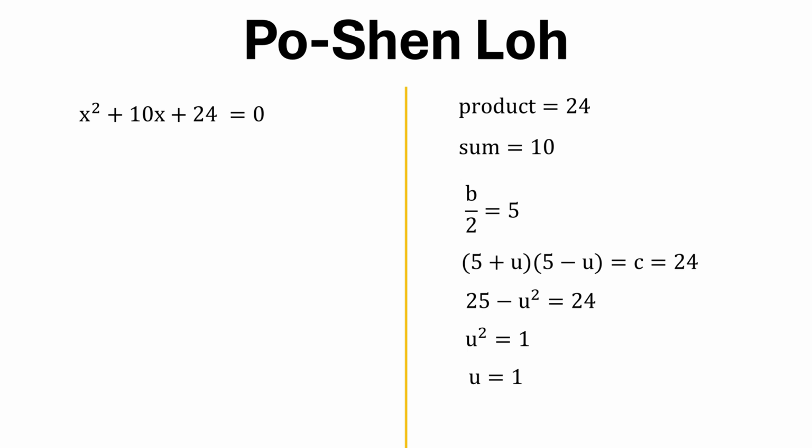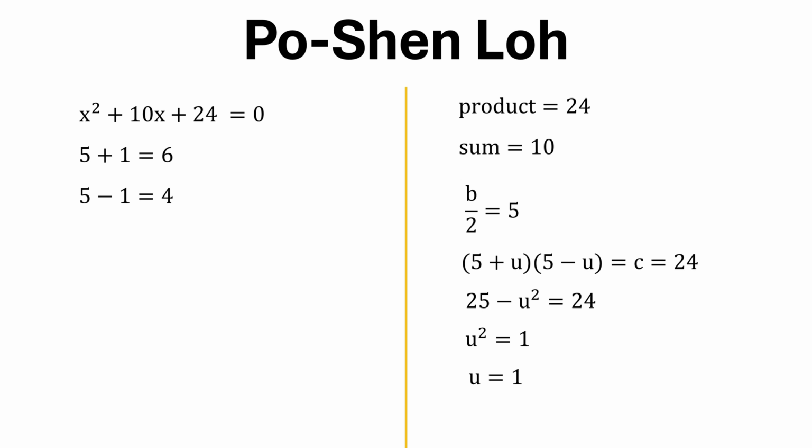Choosing either won't change the solution. We are going to use plus 1. Since u equals 1, our two numbers are 5 plus 1, which equals 6, and 5 minus 1, which equals 4. We just found the two numbers whose product is 24 and whose sum is 10 without guessing and checking.